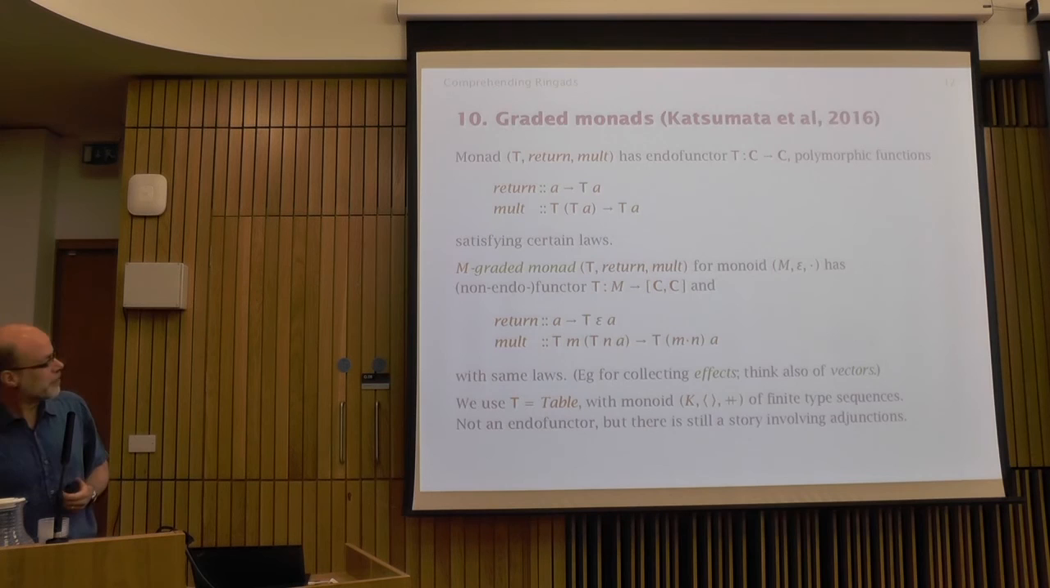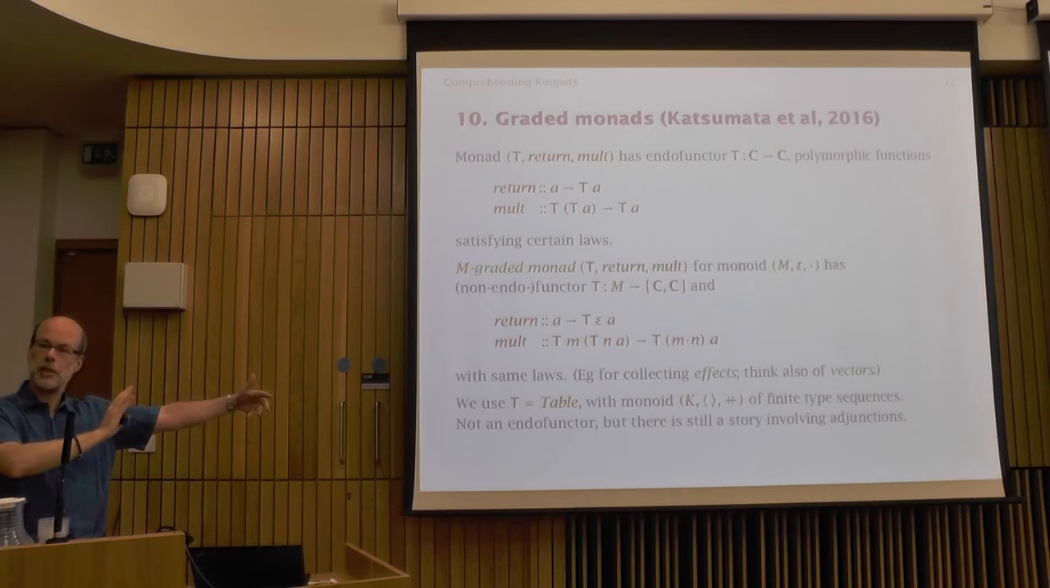So I'm going to use something rather similar to vectors here, but not numbers. I'm going to have finite type sequences. So tables are not a monad. Finite tables are not a monad. But they are a graded monad indexed by sequences of key types. And return gives you the empty sequence of key types, so in effect it's the unit. And merge takes a table indexed by these keys and tables indexed by those keys and concatenates the keys together.